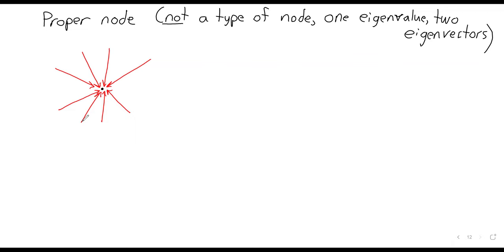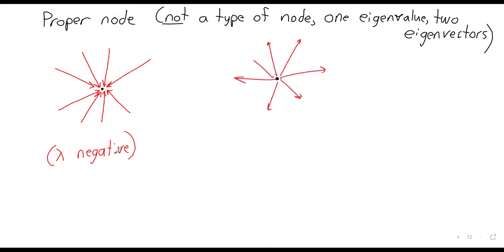Well, at least this is one of two pictures. If there's only one eigenvalue, that eigenvalue can be positive or negative. If the eigenvalue is positive, everything's going in along a straight line. If it's positive, everything moves away along a straight line.